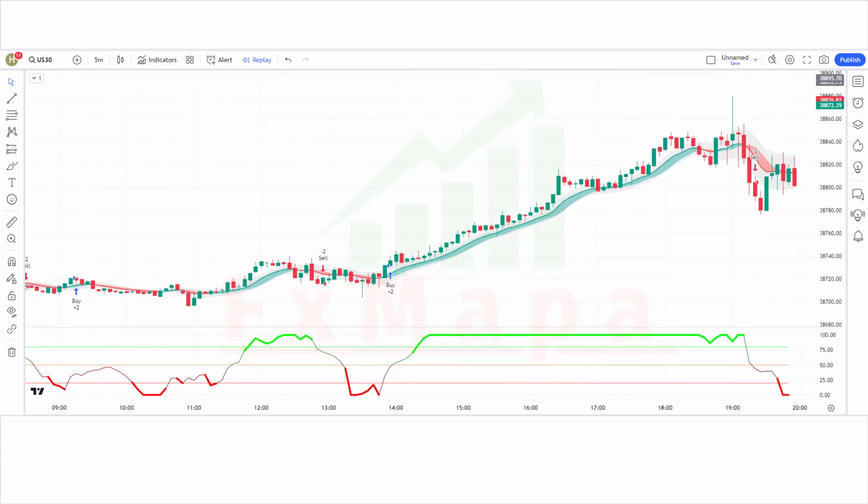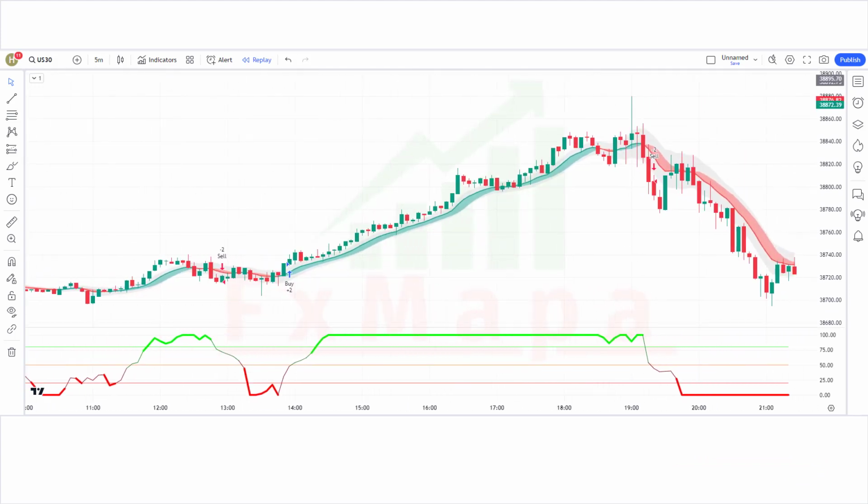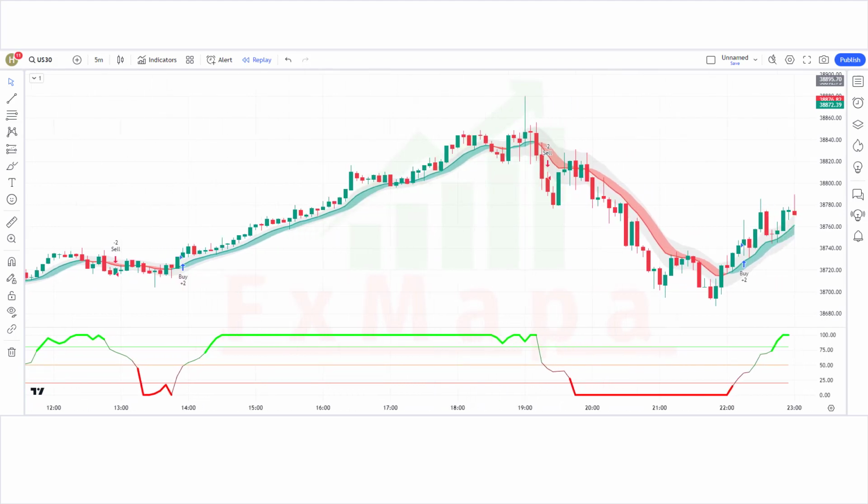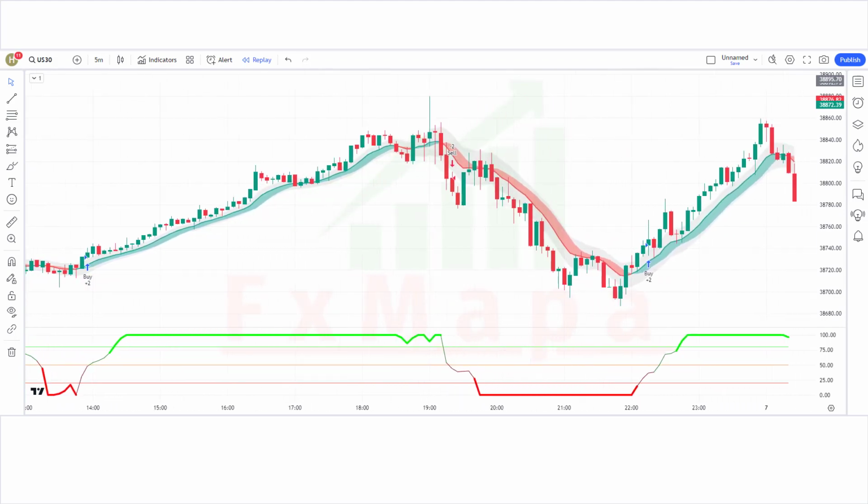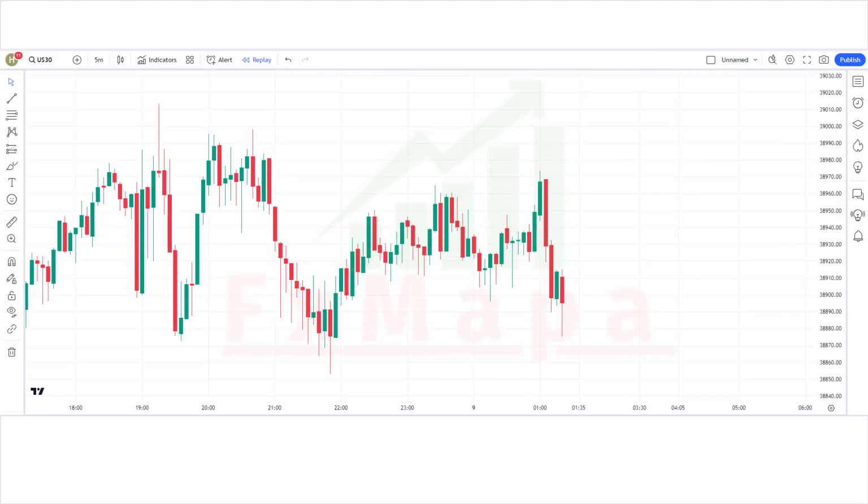If you are new to trading, the Ultra RSI indicator can be really helpful to you. We will try not to make the video too long. So let's get started. Now let's create a trading setup.